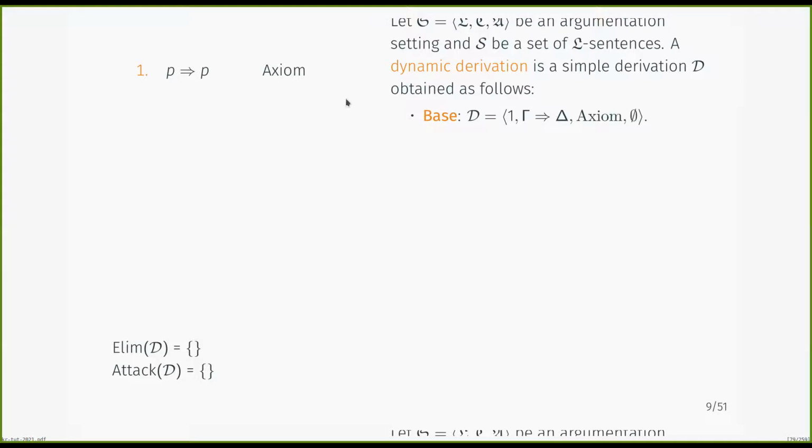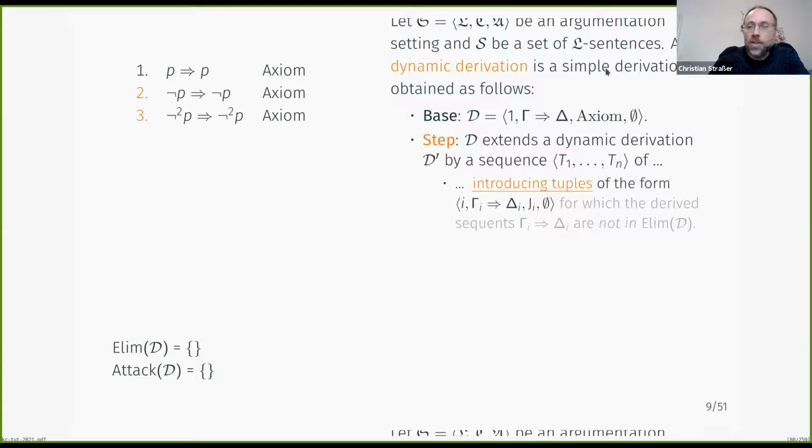It starts with the base. The base case is simply that we introduce a certain sequence at stage 1. So it's always a simple derivation, the same rules as before. I can have introduction rules, I have elimination rules, and I apply them. However, now the difference is the way it constrains simple derivations. When we introduce tuples, we have to do the following. First of all, we are allowed to introduce several introducing tuples at the same time.